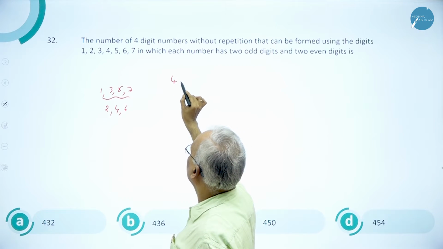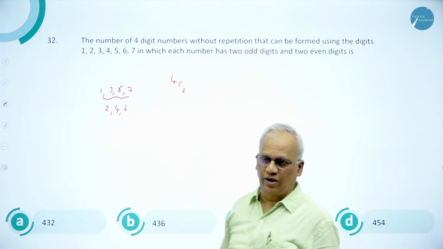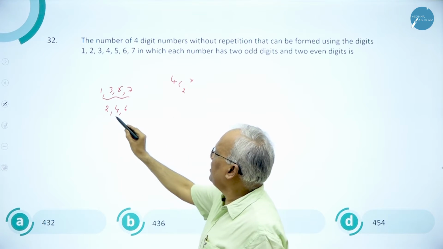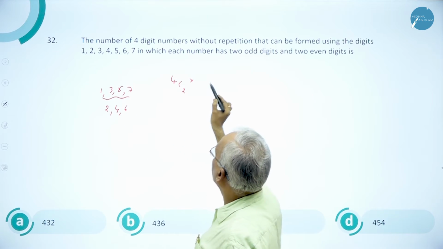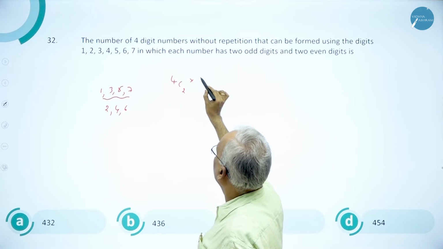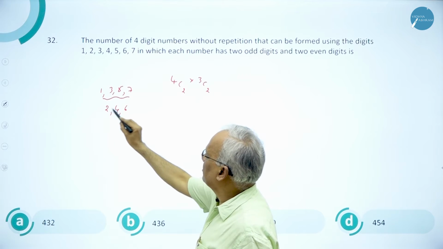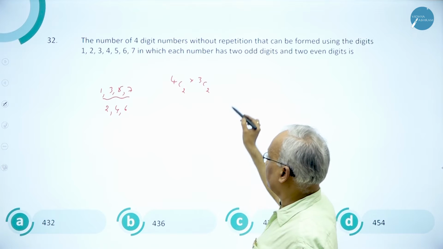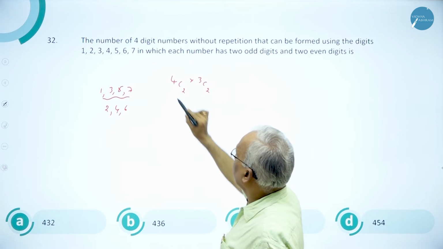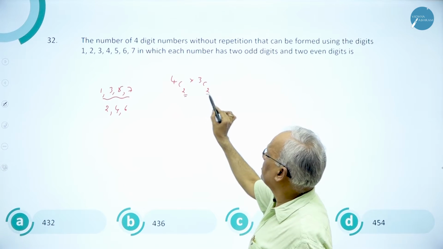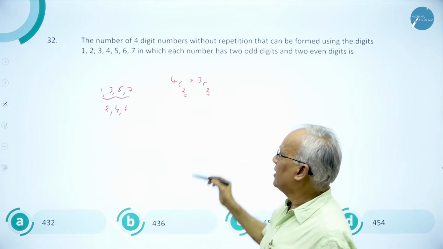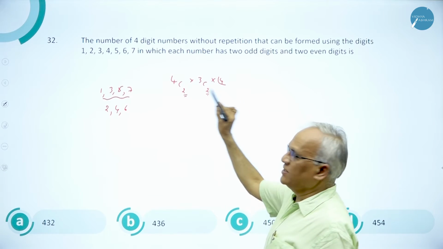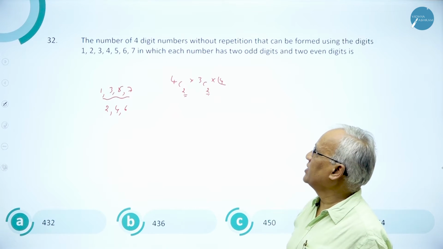So you need to select 2 odd digits. Odd digits can be chosen in 4C2 ways, because there are 4 odd digits. And 3 even digits are there. So select 2 even digits in 3C2 ways. You know that there are 3 even digits, you can select in 3C2 ways. Now, how many digits you have selected? 2 plus 2, 4. These 4 digits can be arranged in how many ways? Factorial 4 ways. So this is the total number of 4-digit numbers that can be formed.